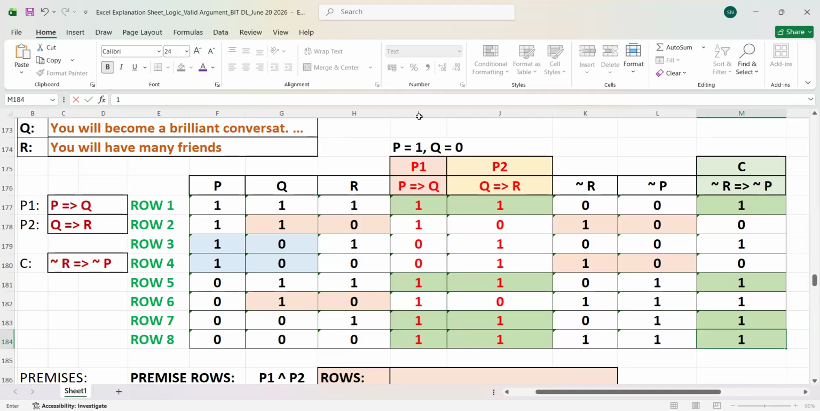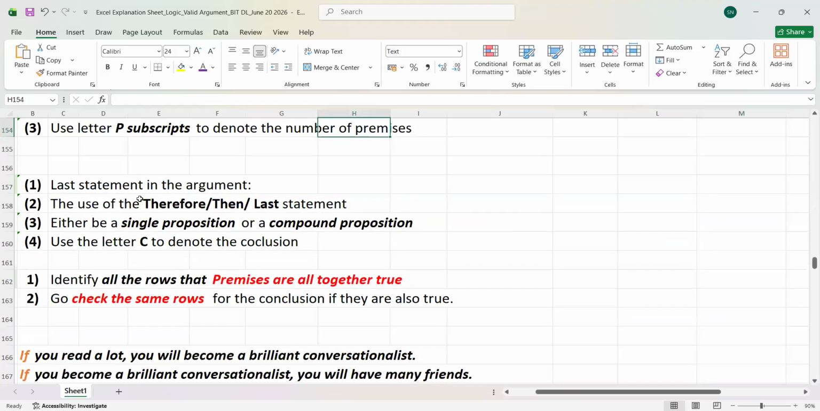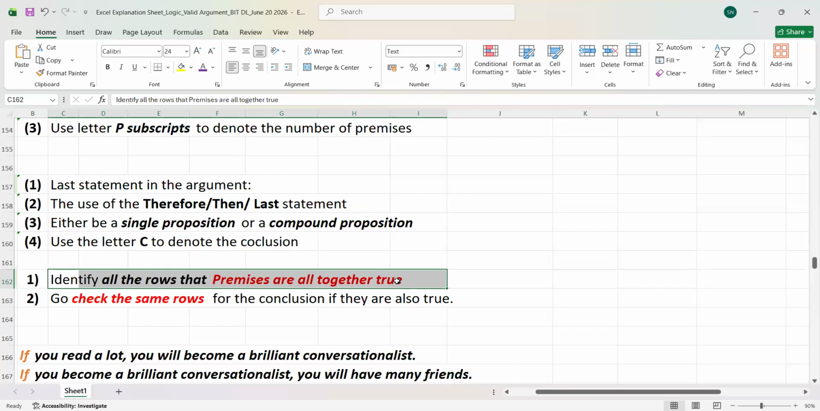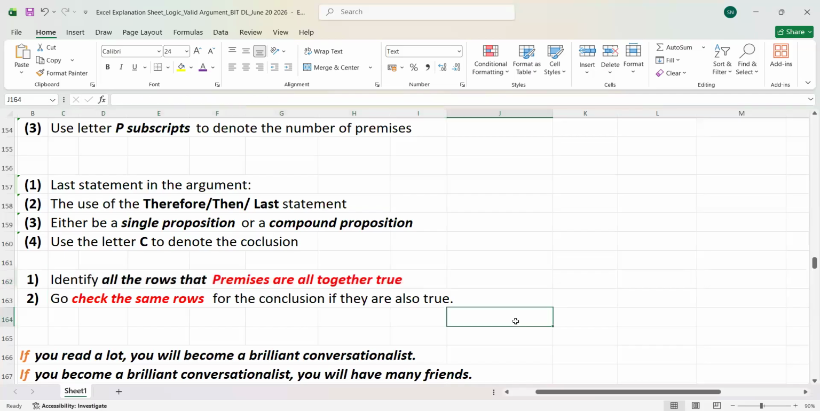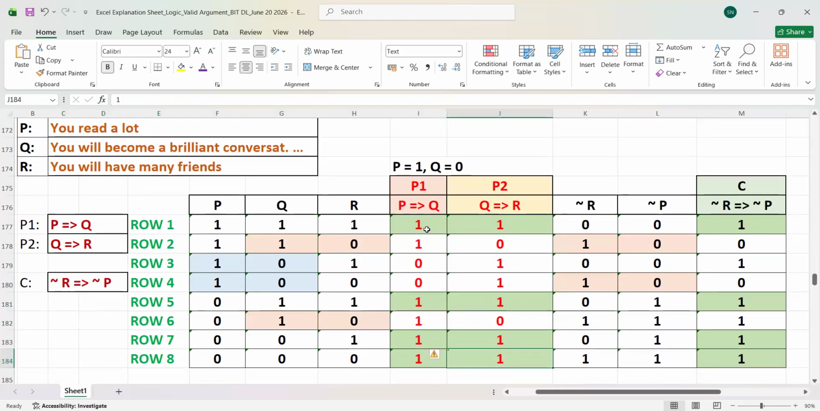Now, remember what the rule says. Go back to the rules and read it. It says that you first of all identify all the rows where all the premises are altogether true. We call that row the critical row. So let's come to P1, P2. This is my P1 and P2 column. Where do I have P1 true and P2 true? Which rows are those?